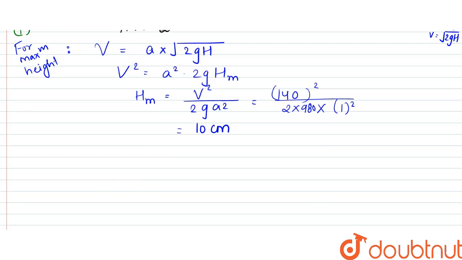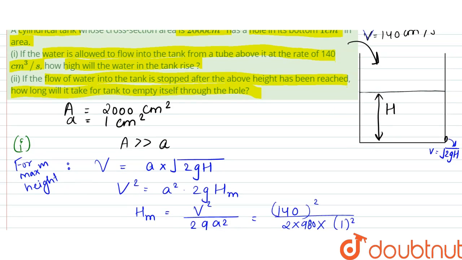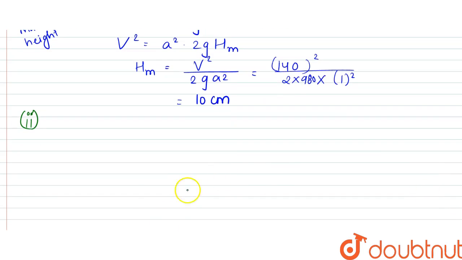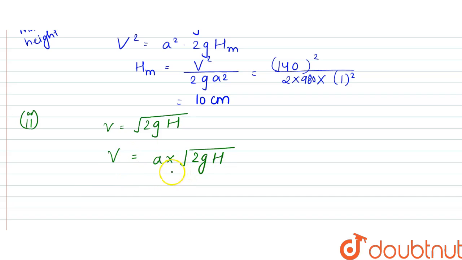Now is the turn of the second question. What the second question asks is, if the flow of the water into the tank is stopped after the above height has been reached, so this height is 10 centimeter, how long will it take for the tank to empty itself through the hole? How much time would it take? So let's say it takes time t. The velocity is given as root 2gh, and the capital velocity is given as a into root over 2gh.